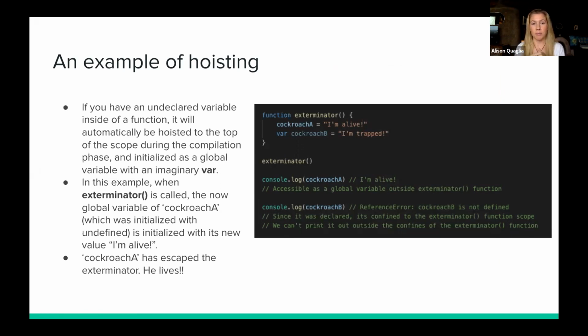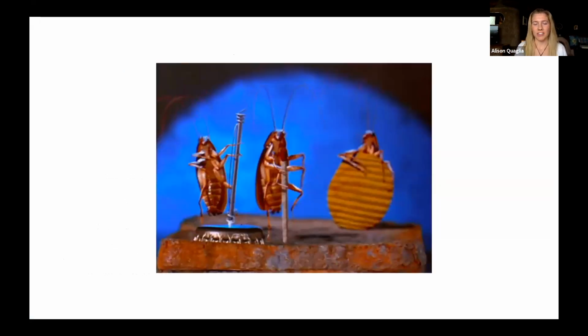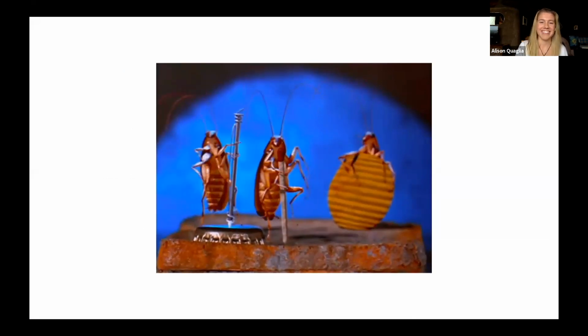The reason for this is that the now global variable cockroachA was initialized as undefined, and is now being initialized with its new value, "I'm alive." But if we try to call console.log cockroachB, it's going to say that it's not defined because it was declared with var within that exterminator function scope. So we're not able to print it outside of the confines of that function. So of course, this means cockroachA has escaped the exterminator and he lives, which, if you're a native New Yorker like me, you're probably not so psyched about, but good for him.